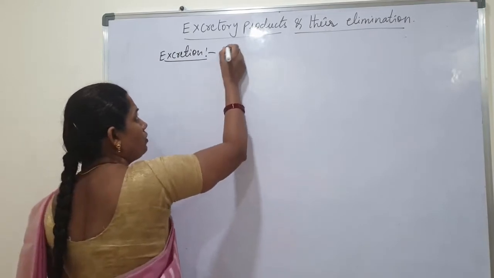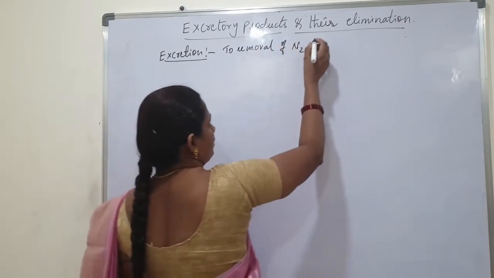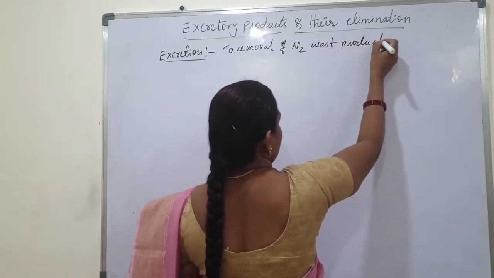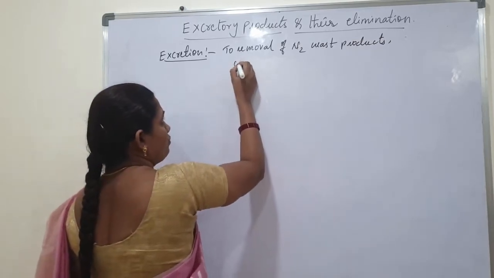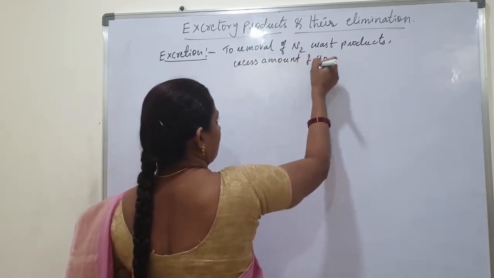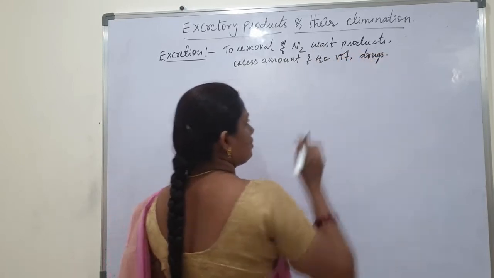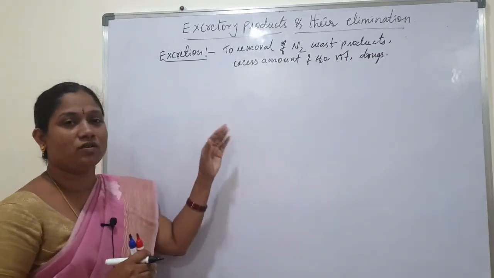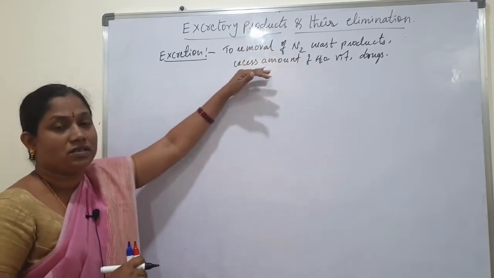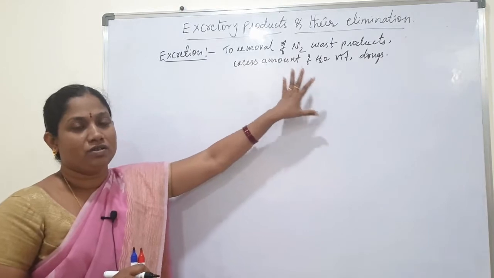Excretion means the removal of nitrogenous waste products, and also excess amount of water, excess vitamins and also drugs. So the elimination of these products is called excretion. Elimination or removal of nitrogenous waste products, excess water, vitamins and drugs from the body is called excretion.